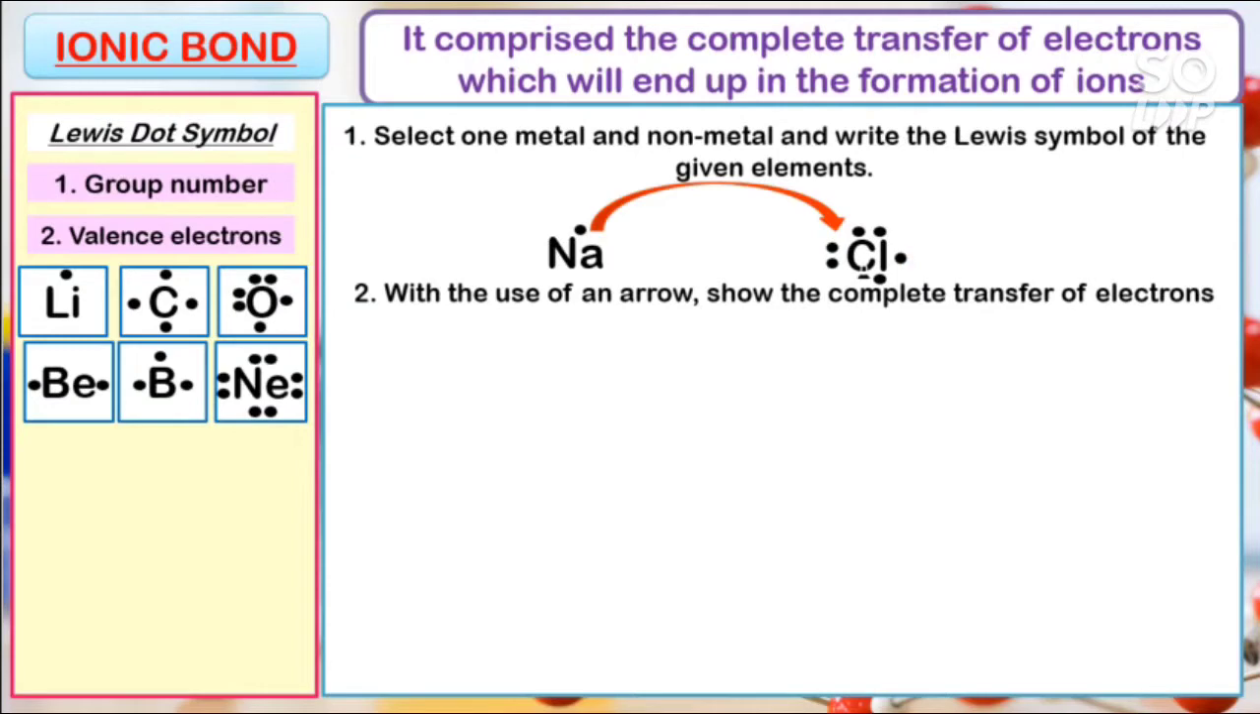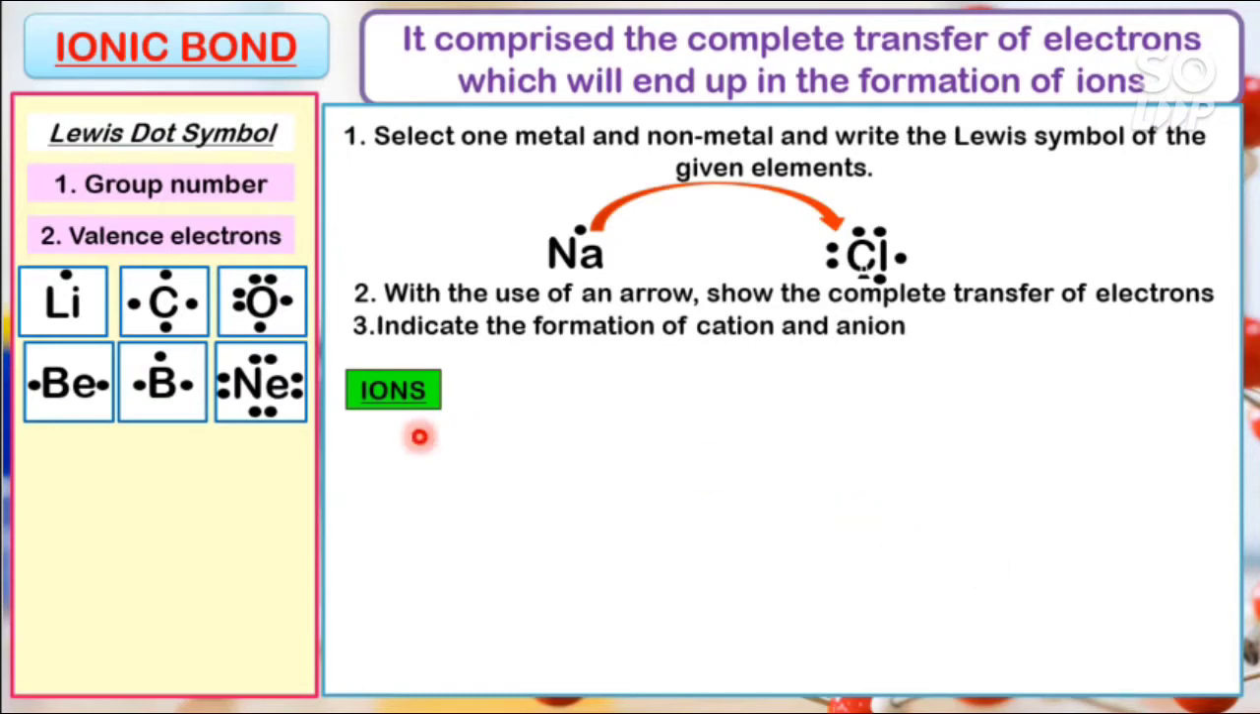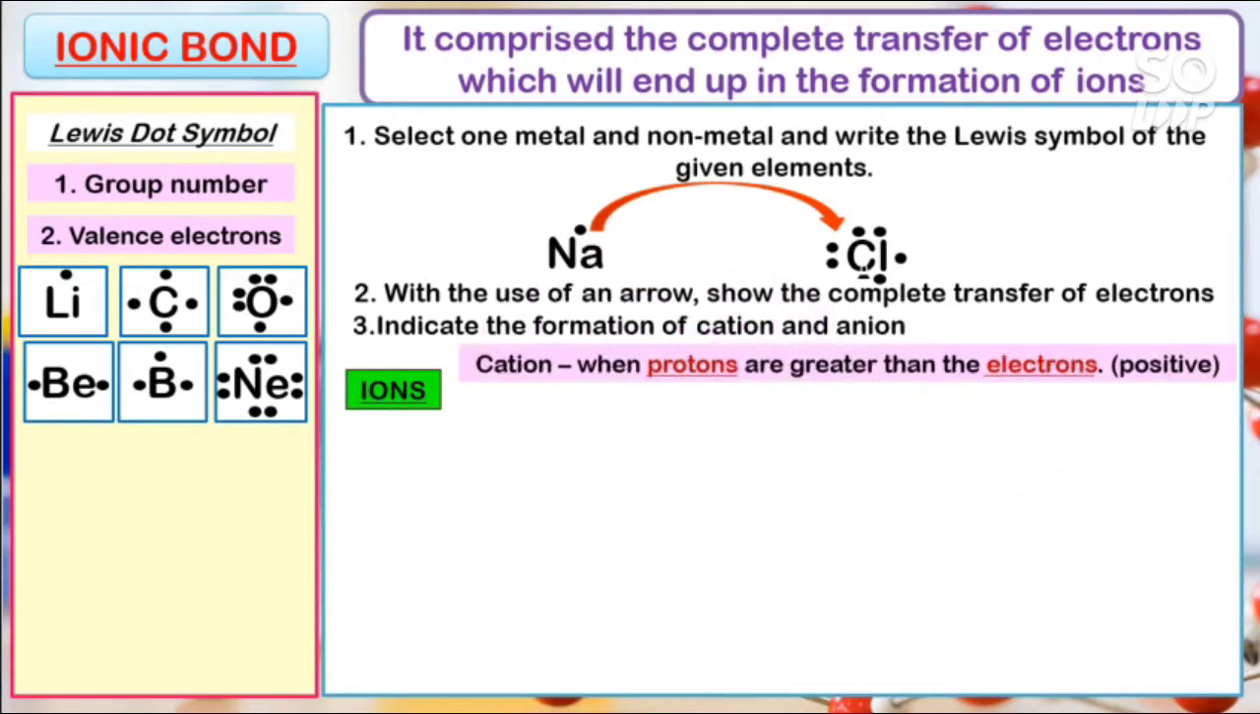So the third step is to indicate the formation of cation and anion. So first of all, what are ions? Ions are charged atoms or molecules. From the word charge, it could be a positive ion or a negative ion. That is why ions come in two kinds. It can be a cation or it can be an anion.